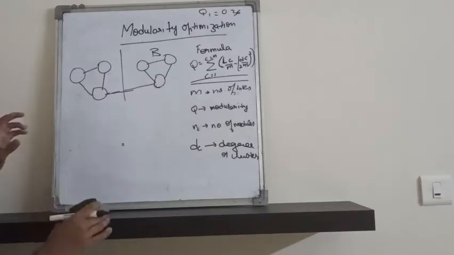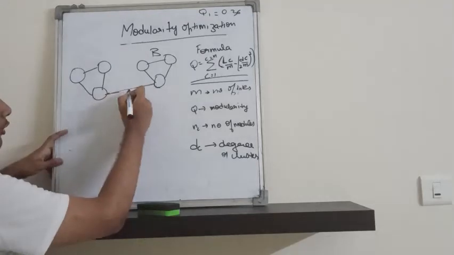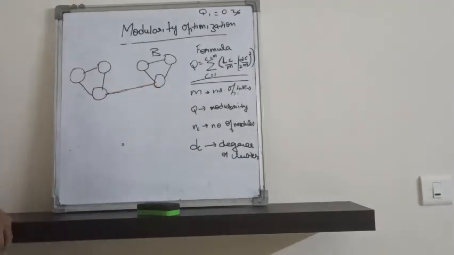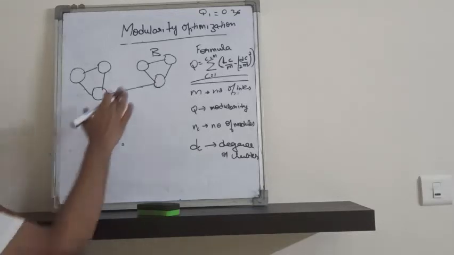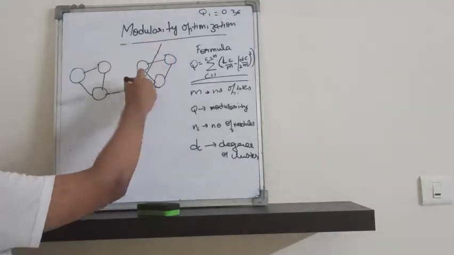So for that we'll have to find out the modularity of each of the modules, and then we'll have to find out which one is better. Okay. So now let's take another example. Another possible cut. So I'm cutting the graph like this.